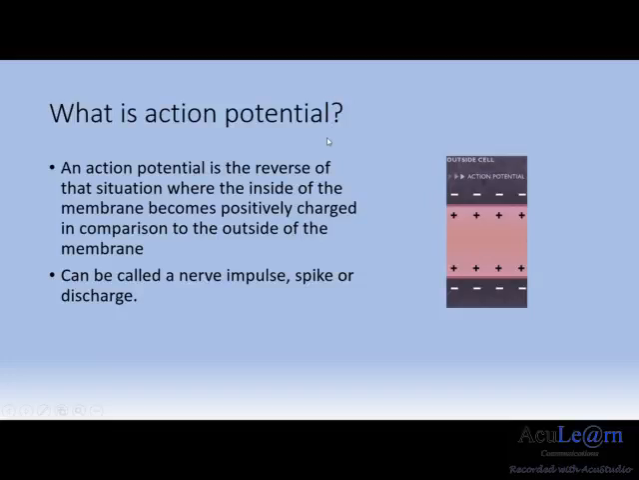However, in the case of an action potential, the reverse of this situation occurs. The inside of the neuronal membrane becomes positively charged for a brief moment, which happens very rapidly, 100 times faster than the blinking of the human eye. An action potential can be defined as a nerve impulse, or it can be termed as a spike or discharge.